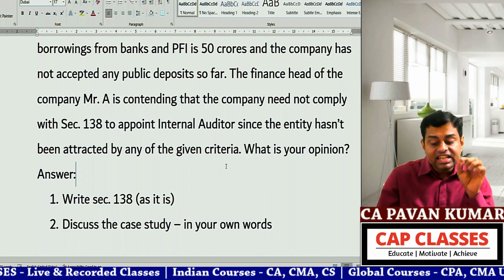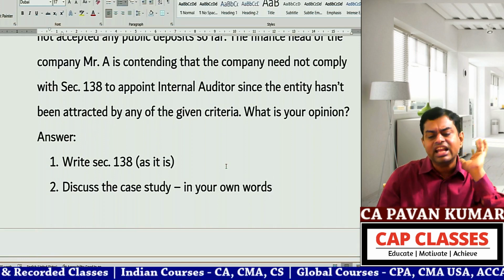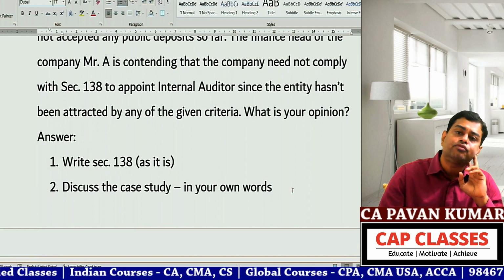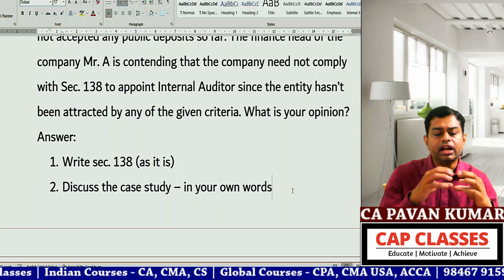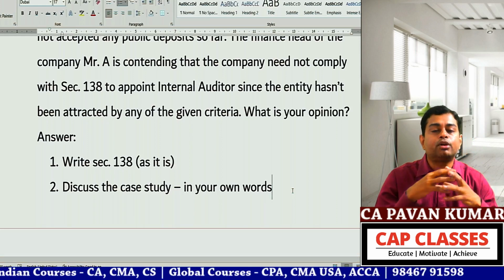It is ICAI style. So write section 138 as it is, or any provision of law, any accounting standard. This can be written in financial reporting also. In FR also, same pro forma. First you will write the para of the relevant provision.